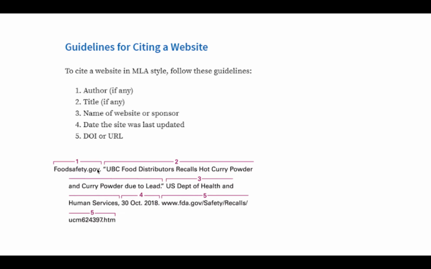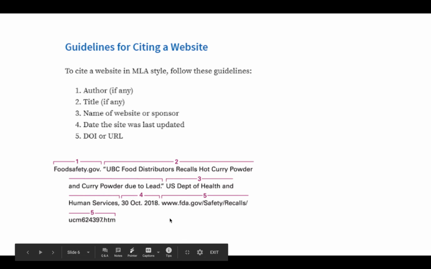In this case, there's no author. The author is more like an institution. And then you have, so this is like the name of the site itself. Here you have the article within the site, the overall sponsoring. This is the name of the sponsor, U.S. Department of Health and Human Services. Here's the date the article was published or the site was updated, and finally the URL.